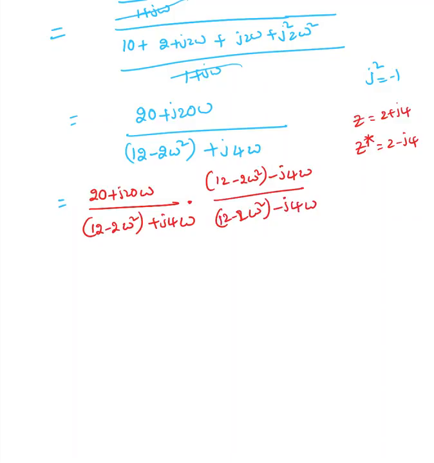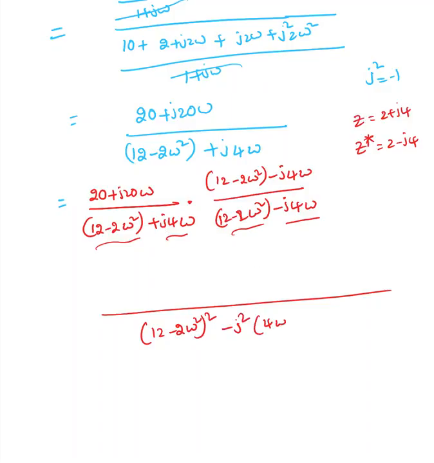Now in the denominator I have a plus b and a minus b. I can write this as a square minus b square. So I will end up with 12 minus 2 omega square whole square. And now here minus b square, so minus j square times 4 omega whole square. I know that j square is nothing but minus 1, so I'll end up with a positive there.